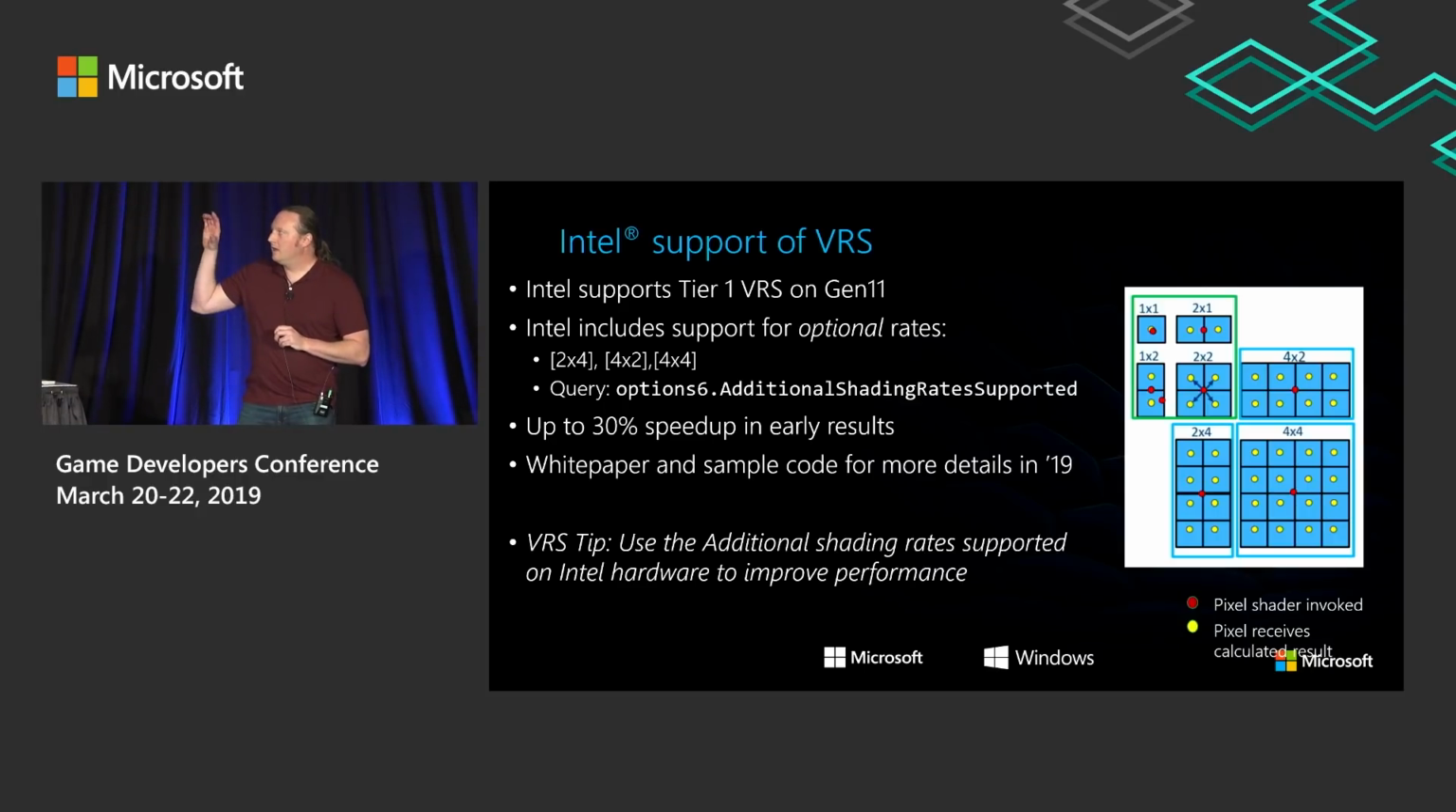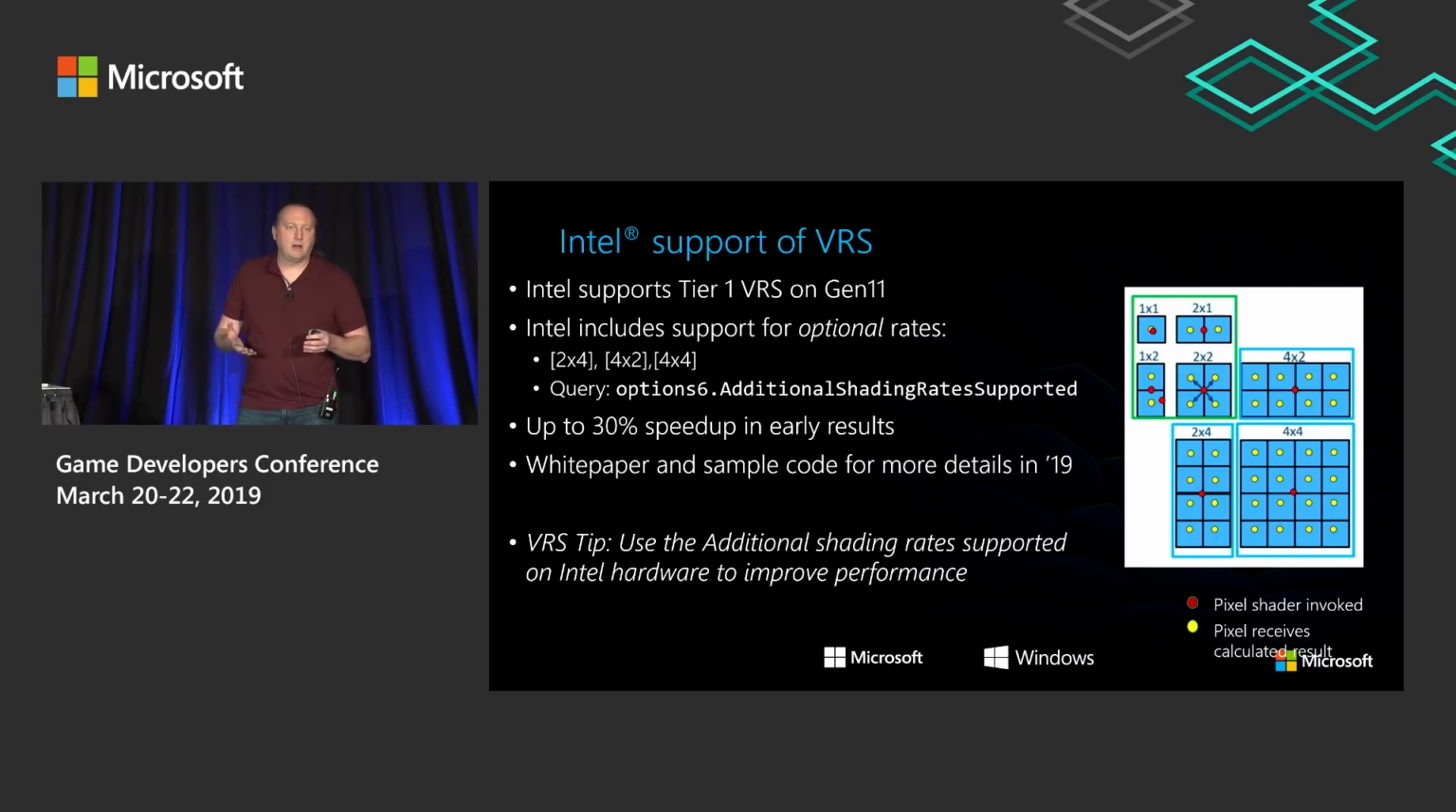The other thing is he mentioned these optional shading rates, and I've got this picture on the right-hand side of the slide. The variable rate shading rates in green, those are required core support. But Intel goes beyond those capabilities and supports the 2x4, 4x2, and 4x4 shading rates. So I encourage you, when you use our hardware, to query for those shading rates and take advantage of them.